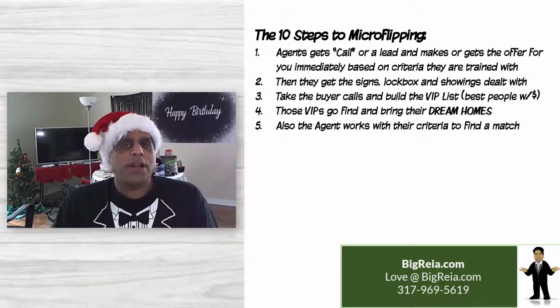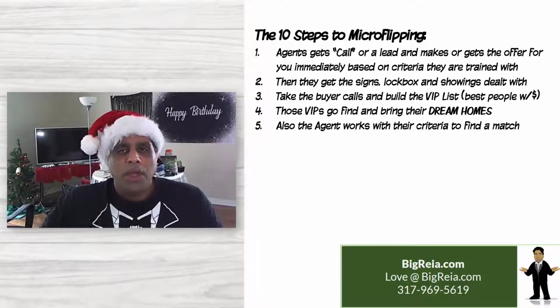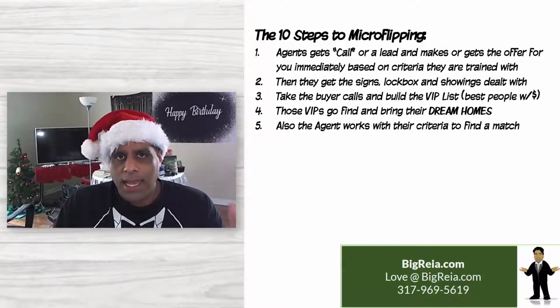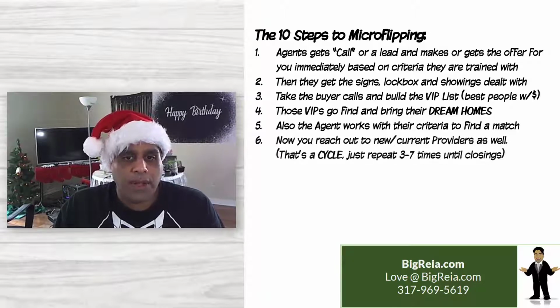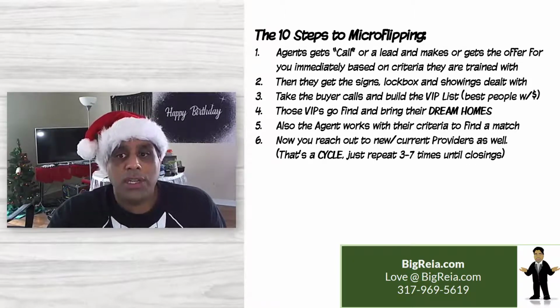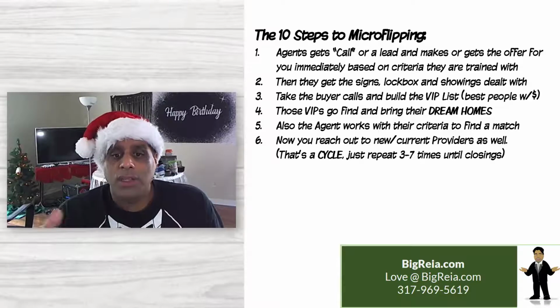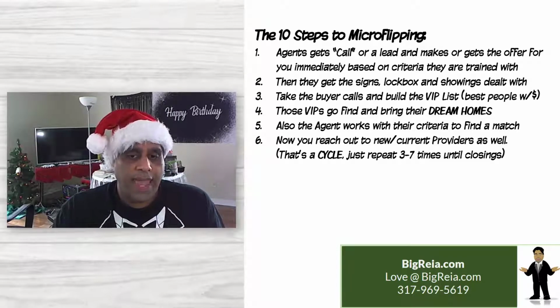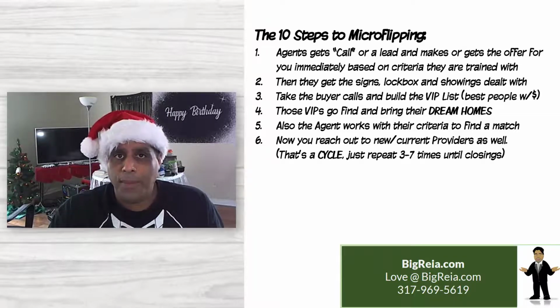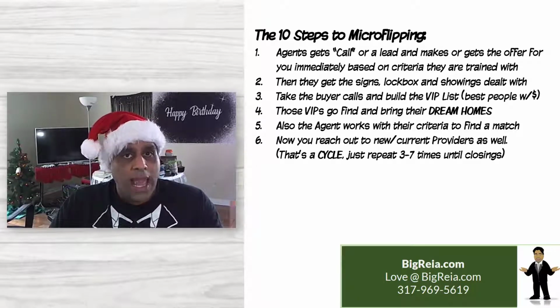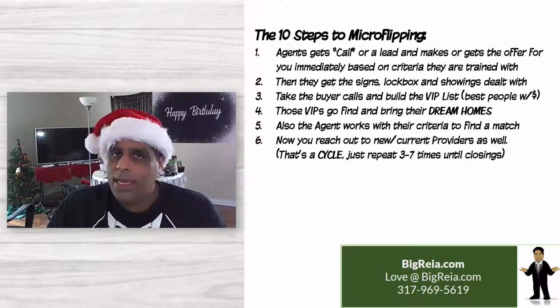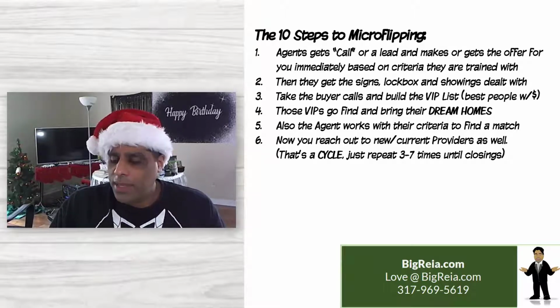Okay, so the agent works the criteria to find a match, right? So those are two ways we're finding the houses. One is that the buyer is going out and finding their own house, and the agents work with them to find their criteria. Number six, now you reach out to new and current providers as well. So this is where the agent is going to contact other realtors, other property managers, other landlords, other investors, other people in that area, right? And they do it at first. How many providers do they have? Not many, right? But as they go, they build their list of providers.